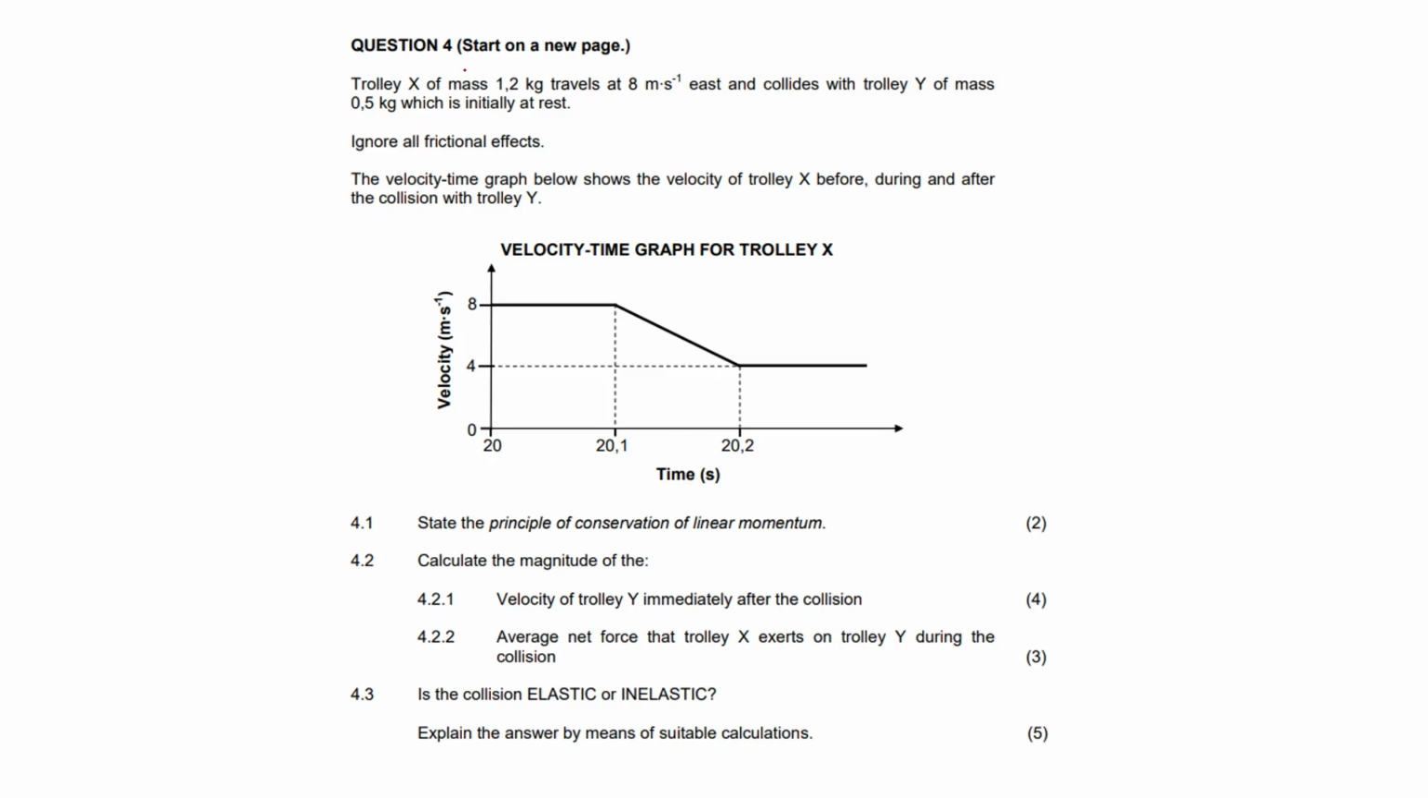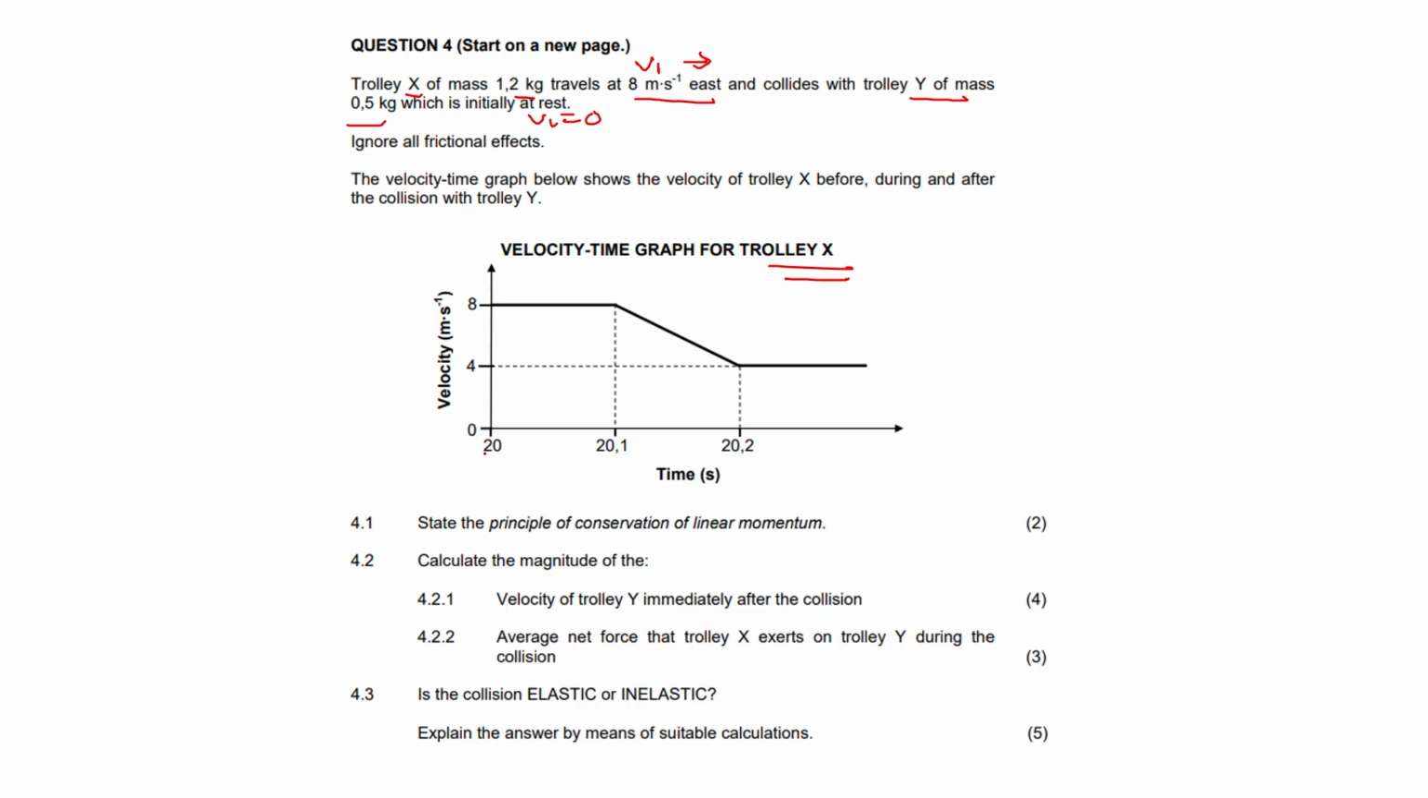Hi guys, let's take a look at this question where we have trolley X of mass 1.2 kg traveling at 8 meters per second to the right. So that's the initial velocity. It collides with trolley Y of mass 0.5 kg, which is initially at rest, so the initial velocity of trolley Y is 0. They give us the velocity versus time graph here for trolley X only, before, during, and after the collision.